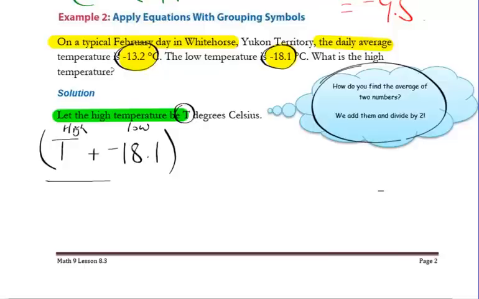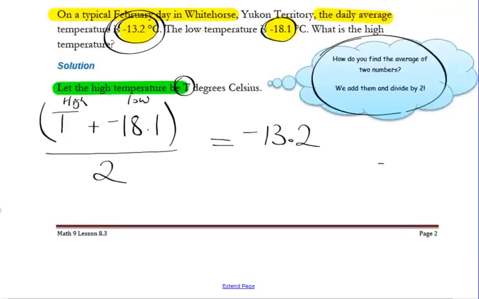Now, because we're talking about the average, that's divided by 2, and that average comes out to be equal to the mean, or the average for the day, negative 13.2. So there we have it. Now that's similar to what we did before, isn't it? Now we've got a binomial on top, the t plus negative 18.1. And so we could solve this by going through division by 2. We could simply multiply by 2 there, couldn't we? And multiply by 2 on the right-hand side.